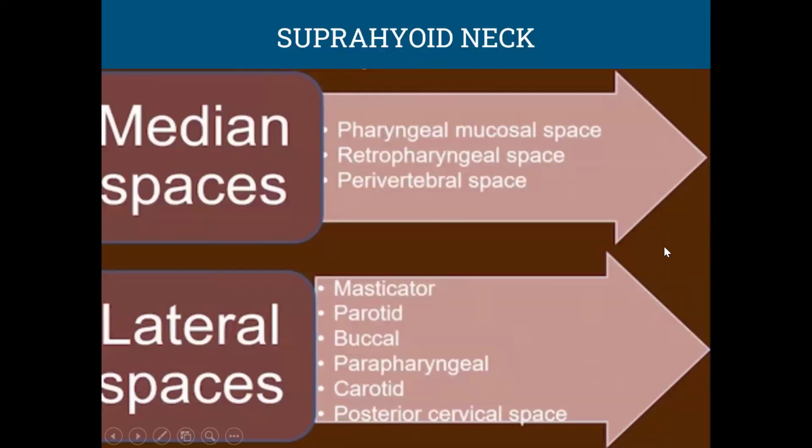Just to list the various spaces in the suprahyoid neck, we can divide them into those located medially and those located laterally. In the median spaces, we have the pharyngeal mucosal space, the retropharyngeal space, and the perivertebral space. Lateral spaces in the suprahyoid neck include the masticator space, the parotid space, buccal space, parapharyngeal space, carotid space, and the posterior cervical space.